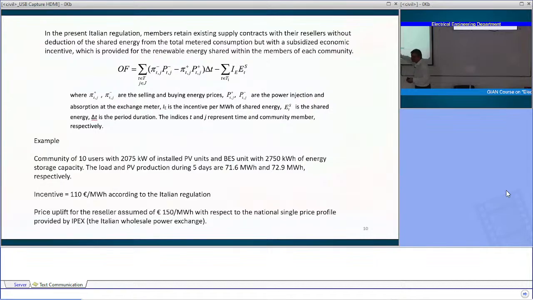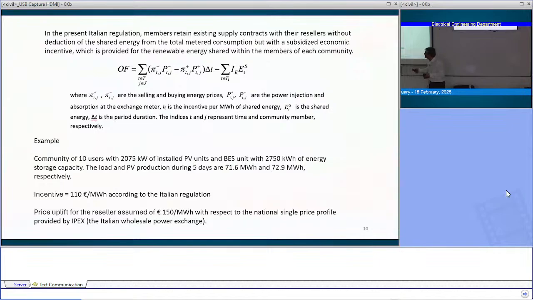This is the incentive provided by the public authority in Italy for the creation, at least the startup, of these communities, and it provides an incentive based on the energy that is shared among the members of the community for each time period, which was 1 hour and then 15 minutes. Just an example: 10 users, you see here the installed power and the battery energy storage for 5 days. In these 5 days, which were sunny days, the load is a little lower than the solar production. This is the incentive according to the Italian regulation.